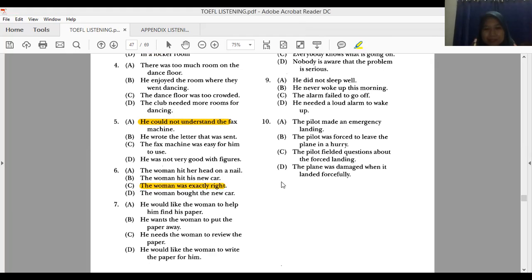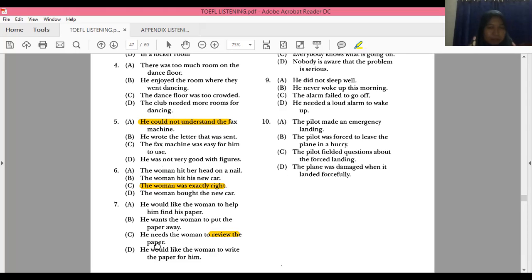Miss Vivid, number 7. Bravo. This one is yang kita bahas tadi. Phrasal verb. Do you think you could look over for me? Betul. Look it over. Look it over. Kalau ini, he wants the woman to put the paper away. Nanti disingkirkan. Look over means review. Bisa kasih note. Look over, review means look over.